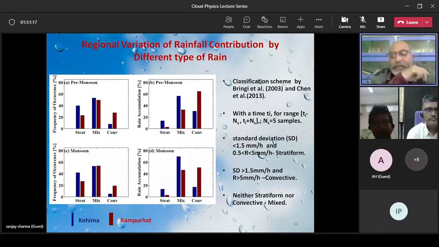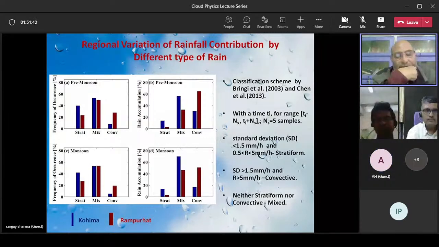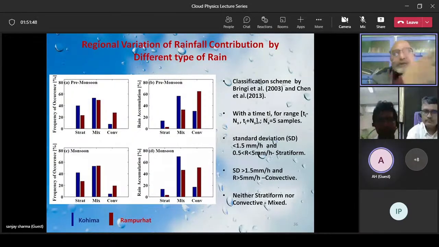In this situation, if the standard deviation is more than 1.5 mm per hour and the rain intensity is more than 5 mm per hour, we say it is convective rain. And if it is neither stratiform nor convective, we call it mixed rain. We have validated this with the MRR at Kohima also, and we found very encouraging results: this algorithm is really performing very well in the classification of stratiform, mixed, and convective rain.